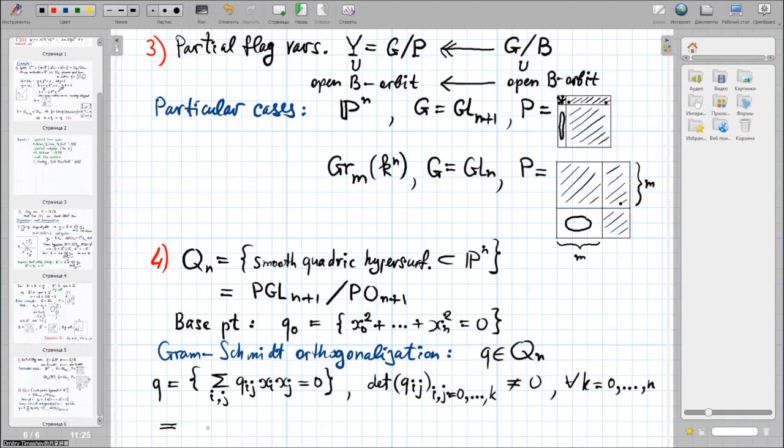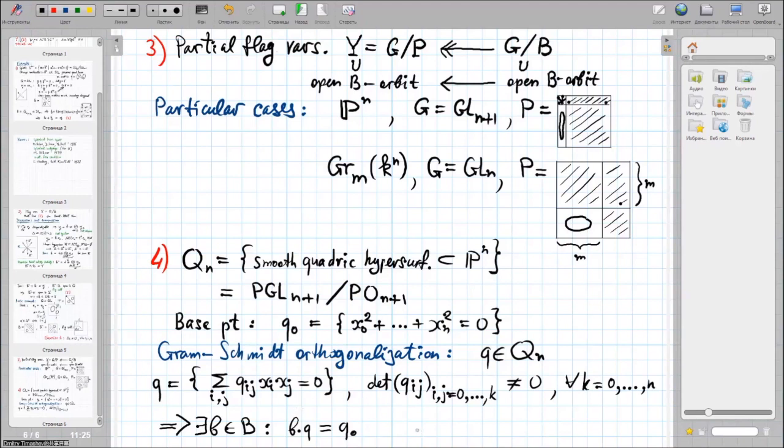In geometric terms, this means that there exists an element in the Borel subgroup, which consists of upper triangular matrices. We can take this for a Borel subgroup. There exists an element from the Borel subgroup which takes this point Q to the base point Q naught. This is just the geometric formulation of the Gram-Schmidt orthogonalization process.